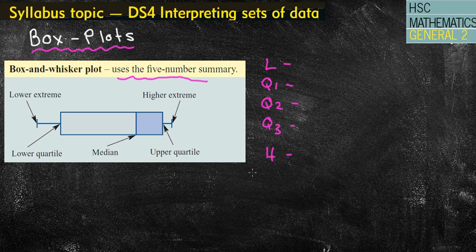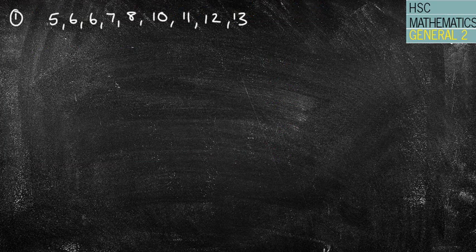Once we can find that information, then we put it on a number line and draw up our box and whisker plot. There'll be two types of questions, I guess. The first, where we have an odd amount of numbers. So here we've got 1, 2, 3, 4, 5, 6, 7, 8, 9 numbers. And then when we have even numbers, it can be slightly different. So let's have a look at those.